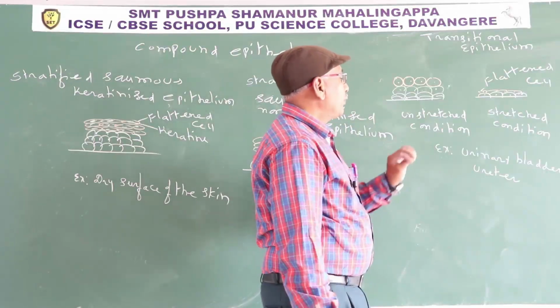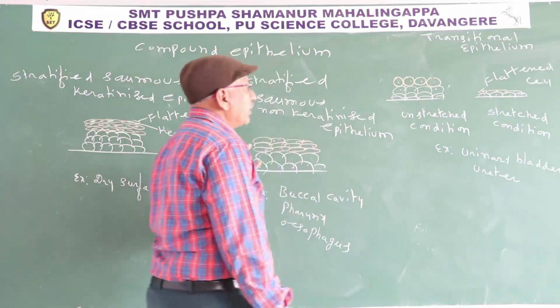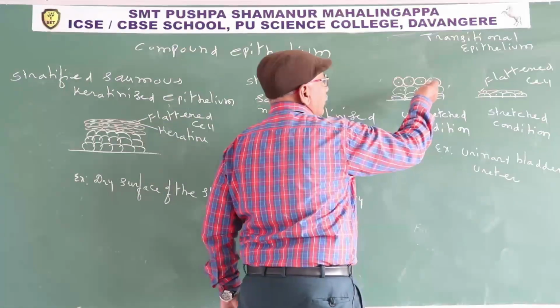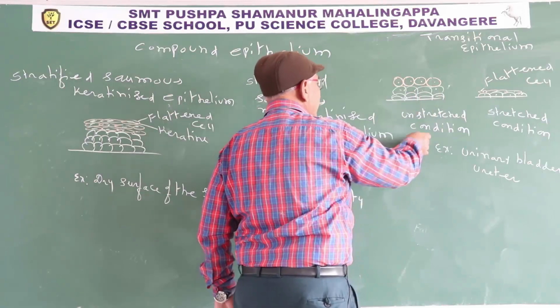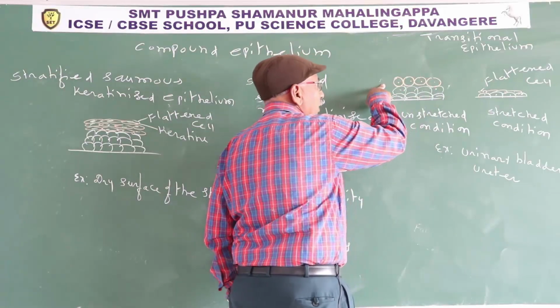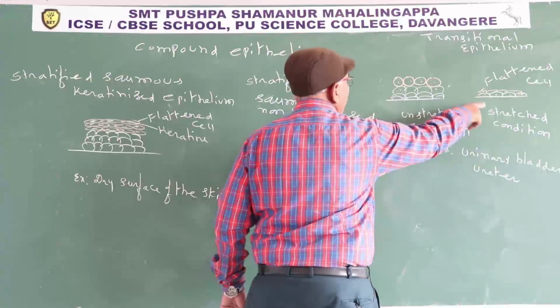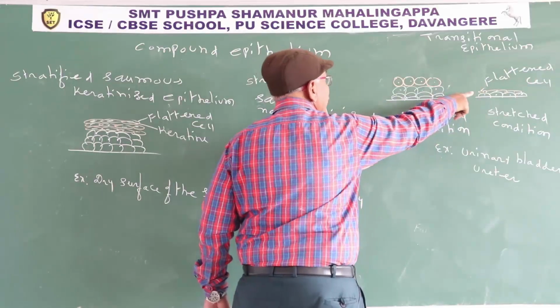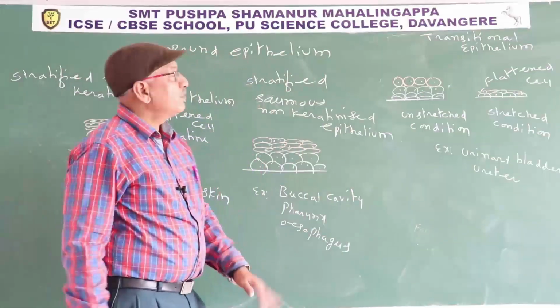Transitional epithelium is seen in the urinary bladder and ureter. The shape of cells present in the outer layer in unstretched condition in transitional epithelium is circular. The shape of cells present in the outer layer in stretched condition is flattened.